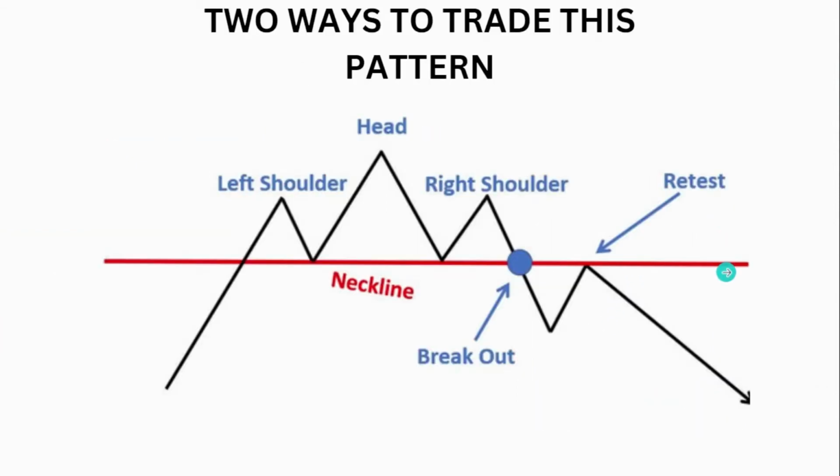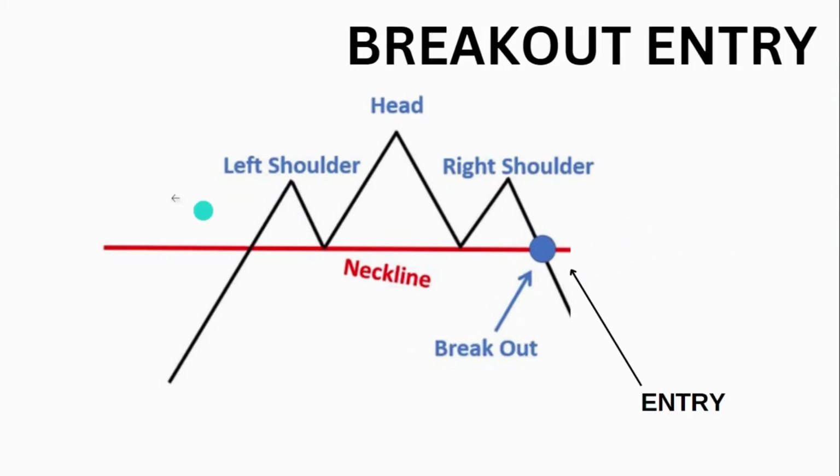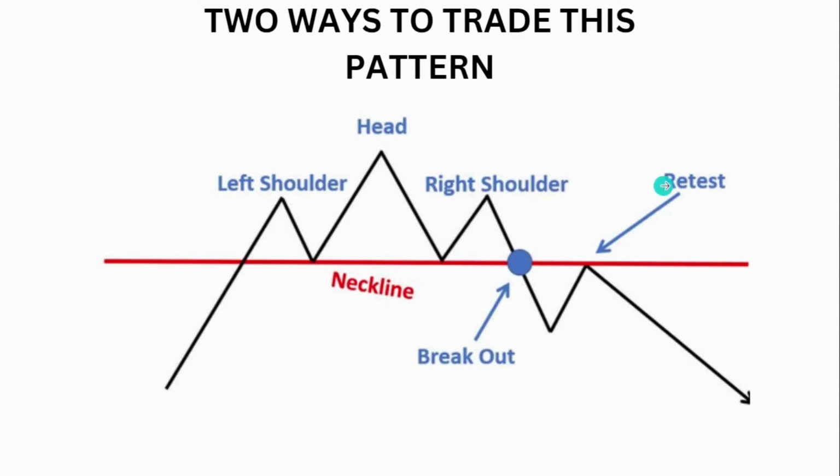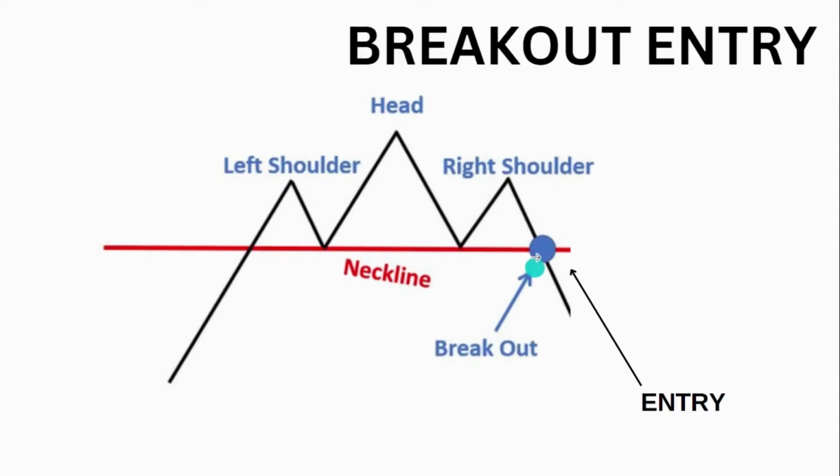So there are two ways to trade this pattern. The first one is the breakout, the second one is the retest. With the breakout, we're going to wait for the market to break through the neckline. Once the market breaks through the neckline, we enter the trade here. In this case, you enter a sell position because this is an uptrend and you're looking for sells. In a downtrend on the inverted head and shoulders, you'll be looking for buys. So this is the breakout of the neckline, and then we'll take a sell here. This is kind of like an aggressive type of entry.